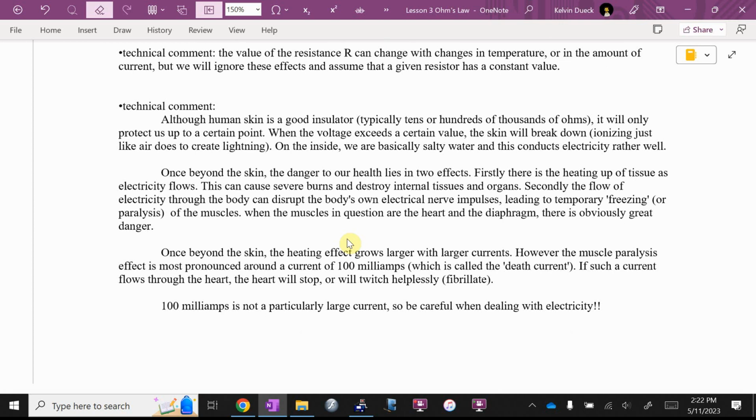And once the electricity has passed beyond our skin, on the inside we're mostly salty water. How's salty water as a conductor? Pretty good. So what happens when humans get shocked? There are two dangers. The first is heating up of tissue as electricity flows. That's why people often get badly burned when they get shocked.